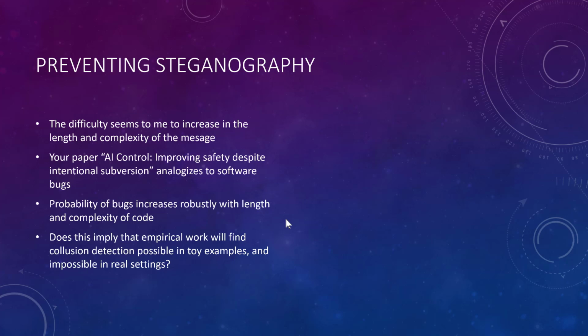My main recommendation is that people just try to do empirical work in big settings and measure how everything goes in those settings. Do you think that once we get models that are roughly as capable as you and I, we'll be able to robustly prevent steganography?